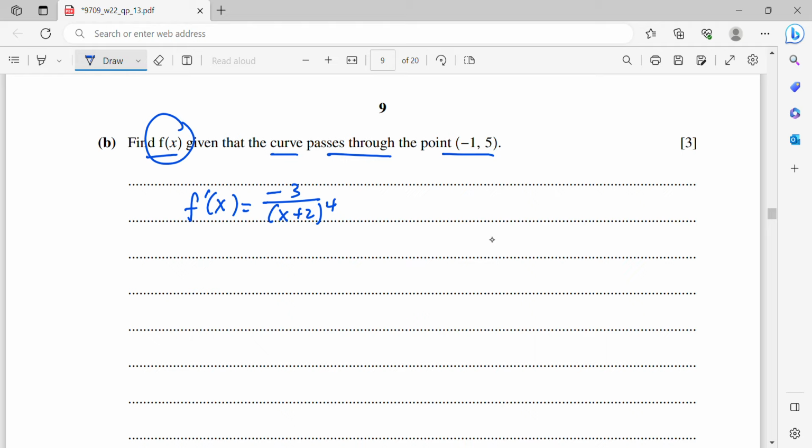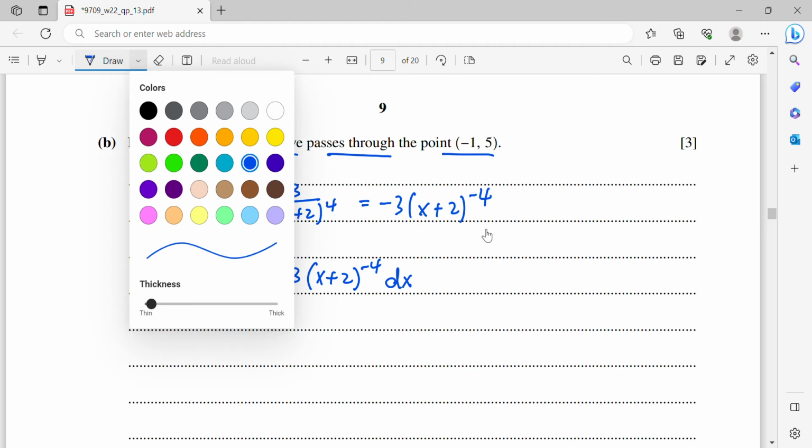Now, first of all, we need to integrate. But before we integrate, the x plus 2 is in the denominator, right? Therefore, we have to move it up before we integrate. So we will integrate minus 3 times (x plus 2) to the power of negative 4. So now my f(x) is the integration of negative 3 (x plus 2) to the power of negative 4 with respect to x.